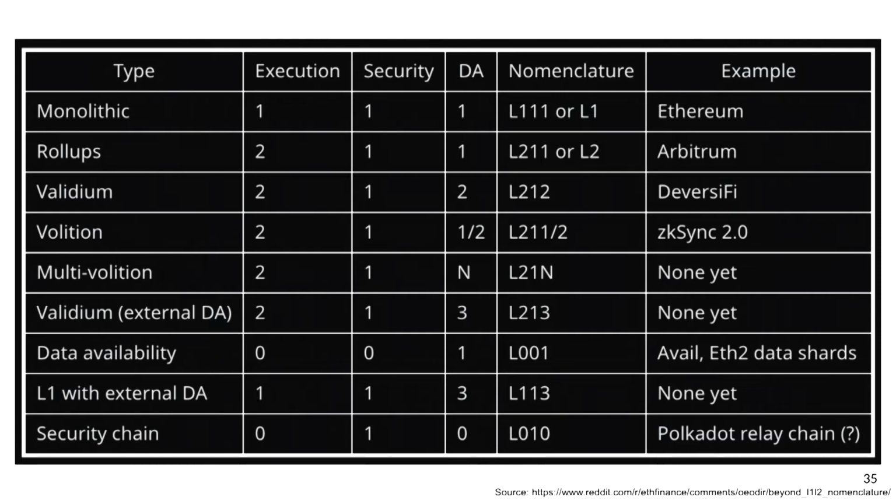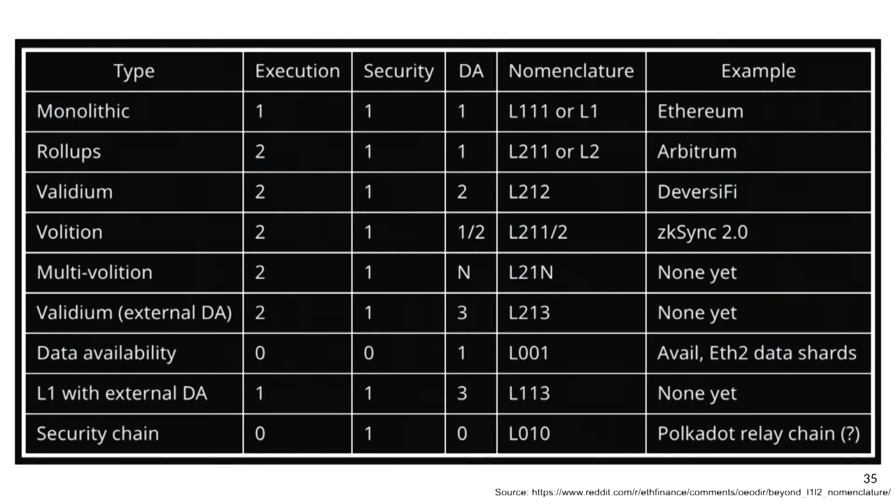Rollups, we talked about that. That's where you move execution off to a layer two. But there's many, many other takes on this and different types of architecture: validiums, volitions, multi-volitions, validiums with external data availability, et cetera. And the person who put this together also hypothesized the existence of things that don't actually exist yet, right? So multi-volition or this L1 with external data availability. This doesn't exist, but it's hypothetically possible.